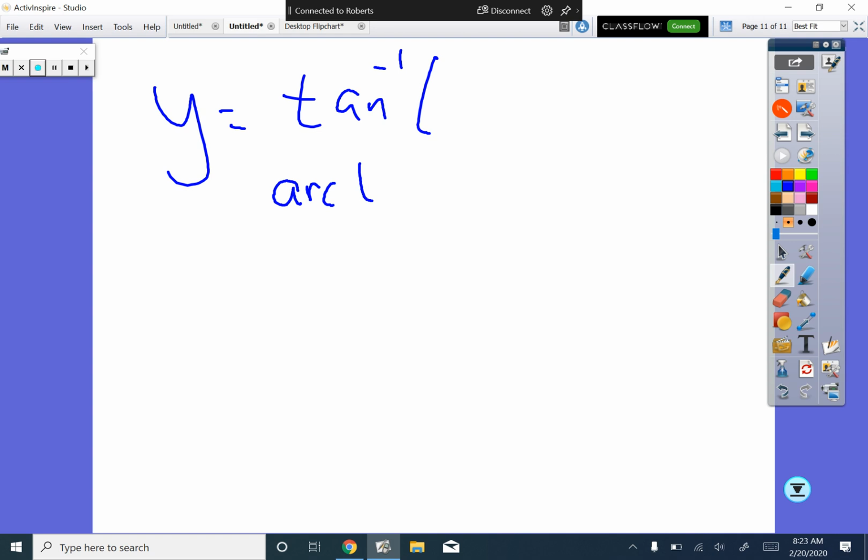Okay, so here we go. Y equals negative root 3, excuse me. Let's just do that. Y equals tangent inverse. So that's the inverse tangent, or you could say the arc tangent. They do mean the same thing. Negative root 3 over 3. So what is this asking us? Does anybody know? What is this question asking us?